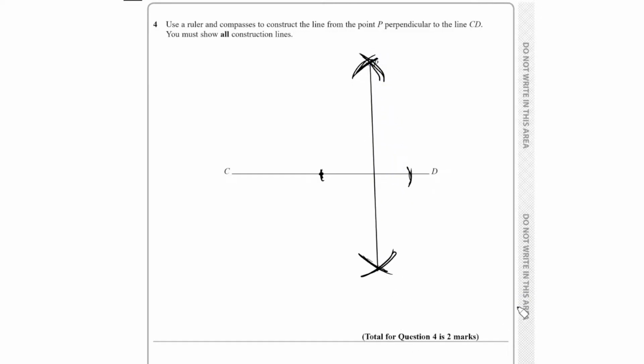Now, as you can see, mine's obviously not straight because I've not used an actual compass, but yours would be straight if you've done it on a piece of paper correctly. So don't rub anything out. You might have drawn the whole arc, that's fine. But yeah, we're basically just drawing a perpendicular line.